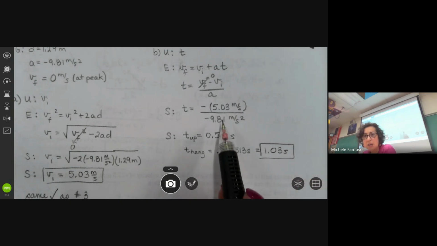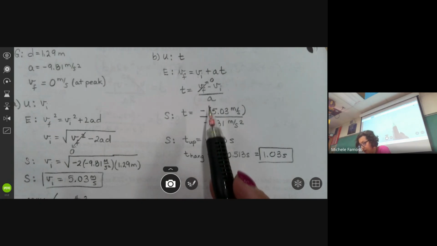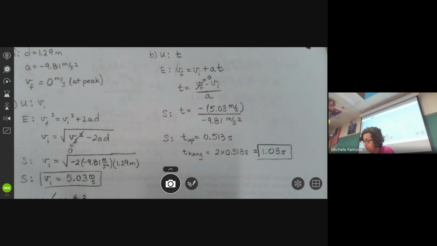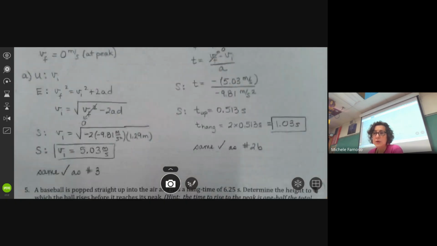Now, did we check this version of the equation before? Can you look back at the previous questions? Did we check that? I think we did, didn't we? Where did we do that? To which part? B? Okay. So we're just going to say same check as number 2B, so that way you can practice that.